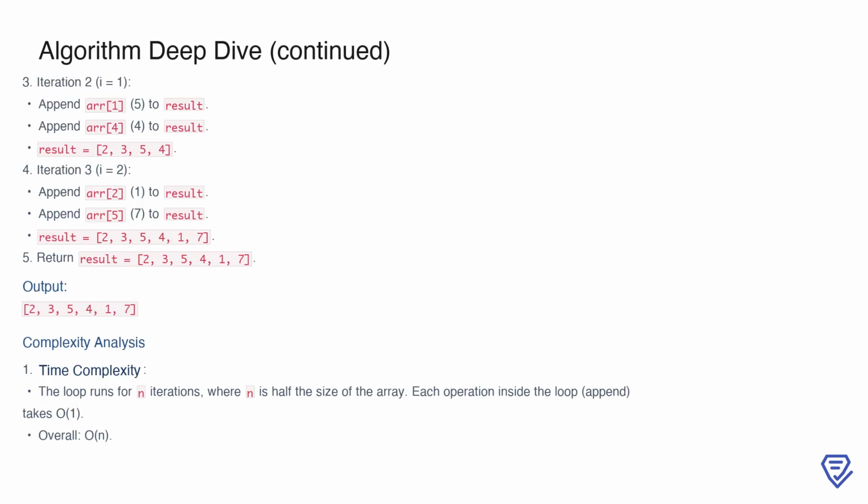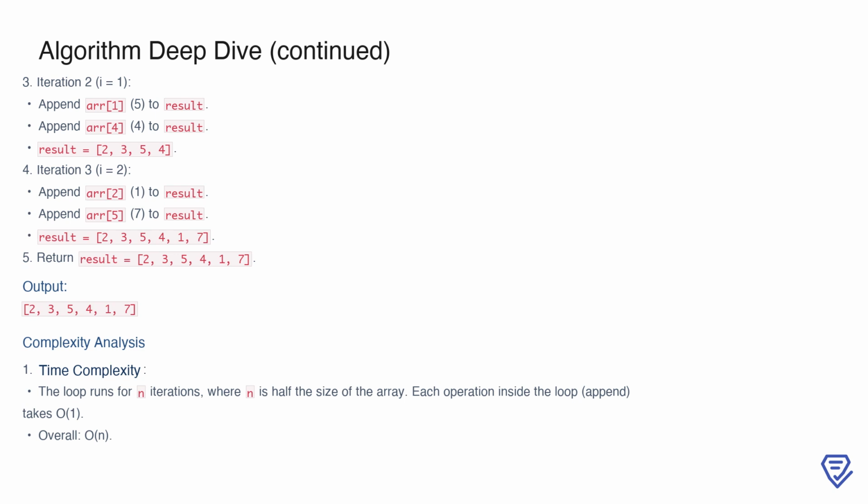To see the algorithm in action, let's walk through an example. Suppose the input array is arr equals [2, 5, 1, 3, 4, 7]. Here, the first half is 2, 5, 1, and the second half is 3, 4, 7. We start by initializing an empty result list. In the first iteration, where i equals 0, we append the first element of the first half, which is 2, to result. Then, we append the first element of the second half, which is 3. At the end of this step, result becomes [2, 3].